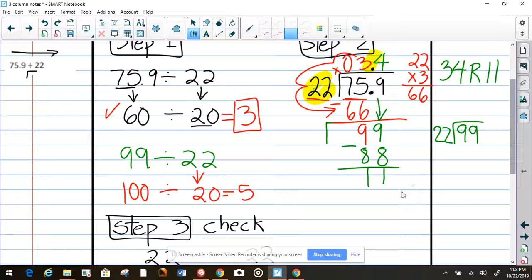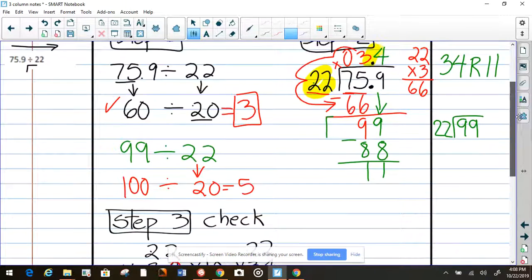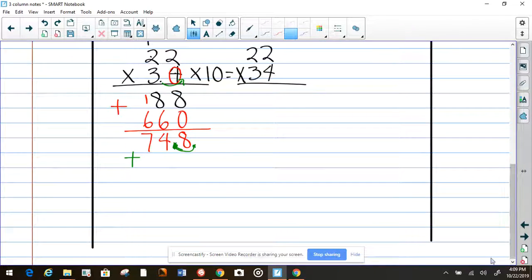Is the answer 75.9? The answer is no, because we have a remainder. So we have to add the remainder to this multiplication. So here's what I want you to pay attention to. This is very important. If you see this, the 1 aligns with the 5, so that means there's a decimal point right here. So we're actually adding 1.1.